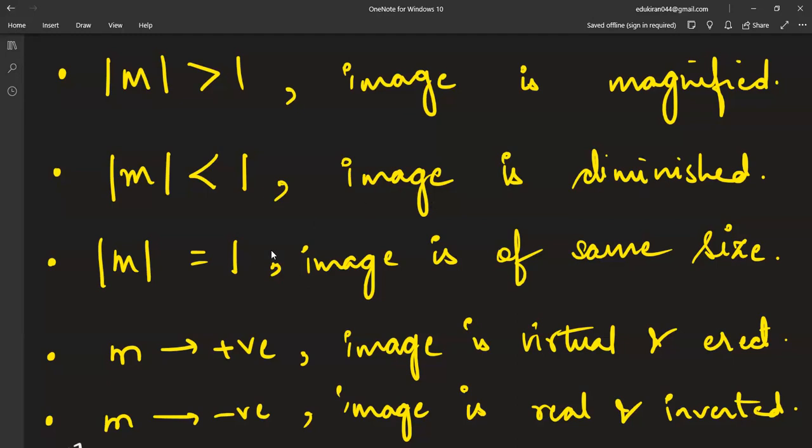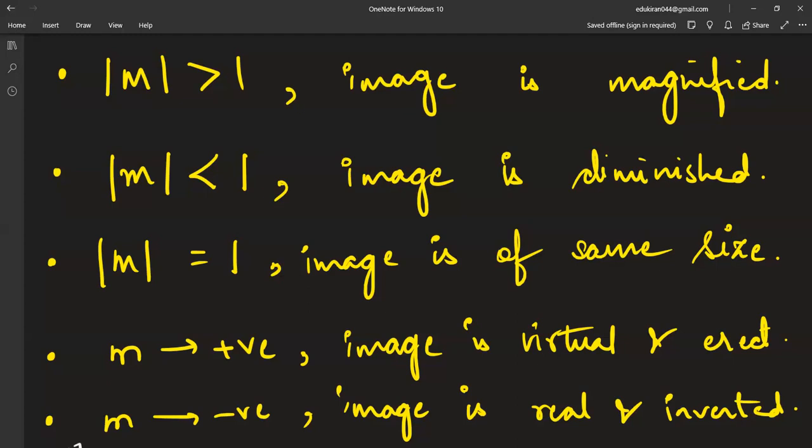Suppose I tell you -3. So 3 is greater than 1, so the image is magnified. If I tell you magnification is 0.8, so 0.8 is less than 1, that is diminished. Fine. Now, but what about the signs then? Because you will never get the answer without the sign. Either positive will be there or negative will be there. Whenever you have a positive sign, that shows the image is virtual and erect. And whenever you have a negative sign, that shows the image is real and inverted.